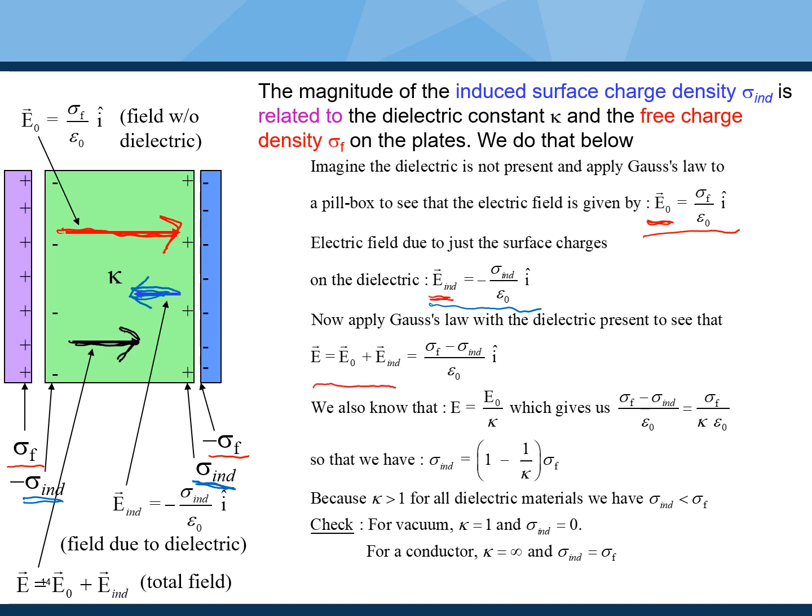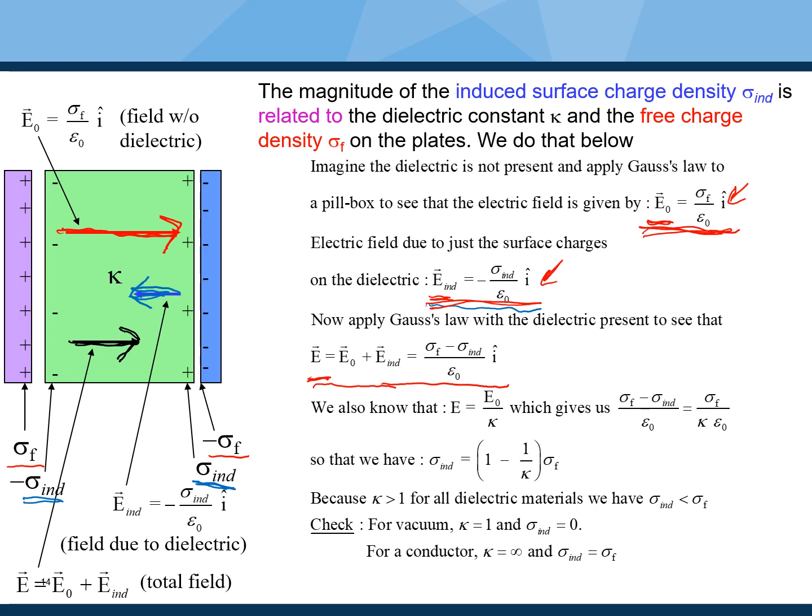So we vectorially add the induced electric field to the original electric field. If we add this one to this one out here, the result is this one. So we see that this is just the free surface charge density minus the induced surface charge density, divided by epsilon naught. You can go ahead and add these up to see that this is so. This is the net resulting electric field, namely the black vector that is shown out here.